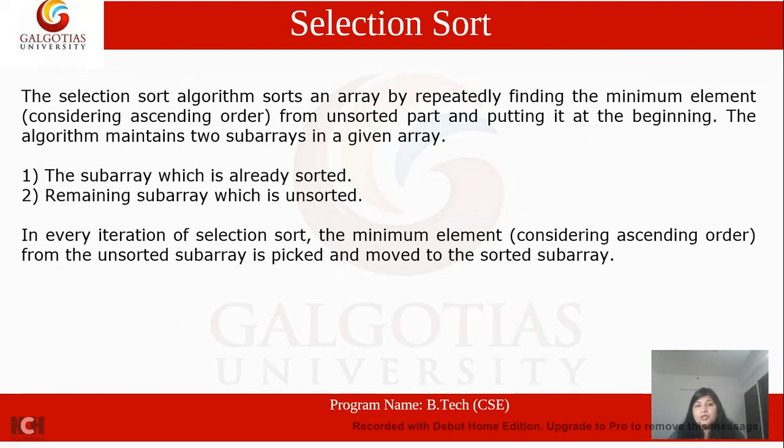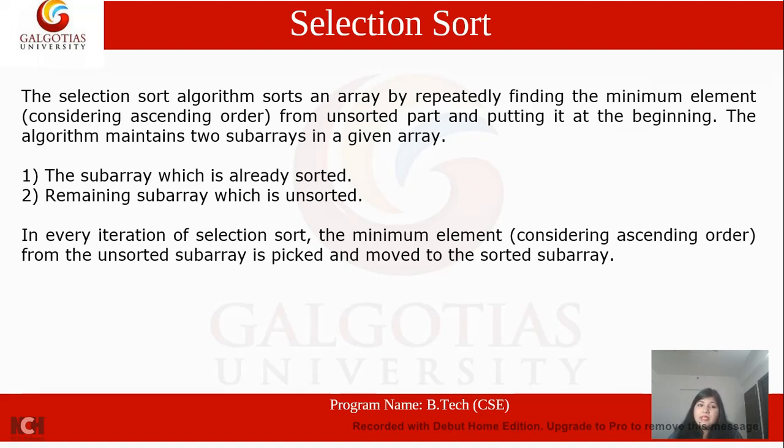Selection sort algorithm sorts an array by repeatedly finding the minimum element, considering ascending order. Now when I say minimum element, that means we will be doing the ascending order. If we were covering descending order, then we would find the maximum element from the unsorted part and put it at the beginning.